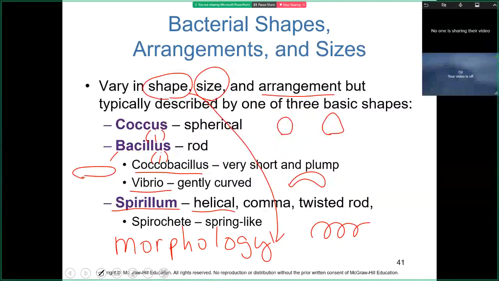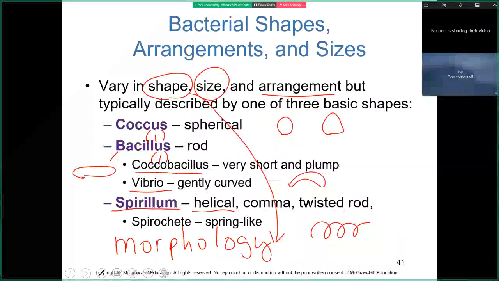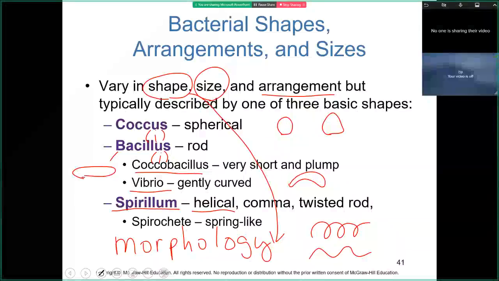Spirochetes are really long and skinny, and they tend to be built like a spring. Others are going to be more just sort of twisty-turny. Anytime you have an elongated cell that has some convolution in it, sort of twisted, that's a spirillum. So those are the three classic morphologies.